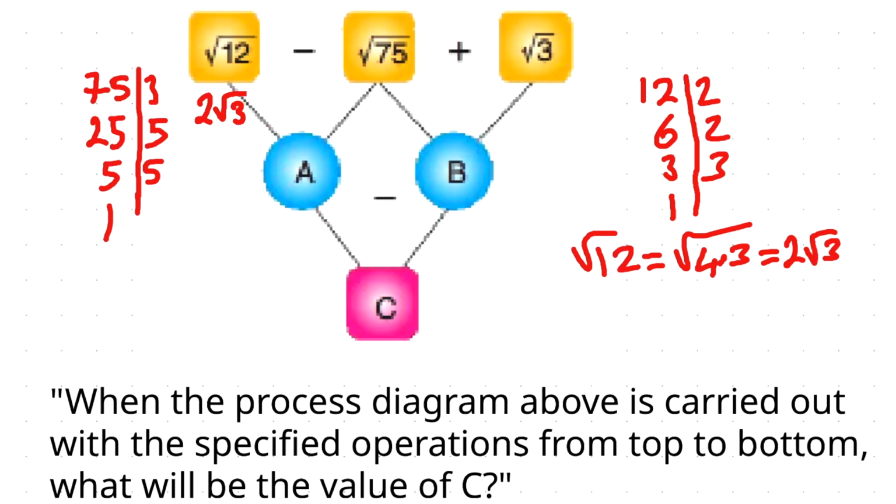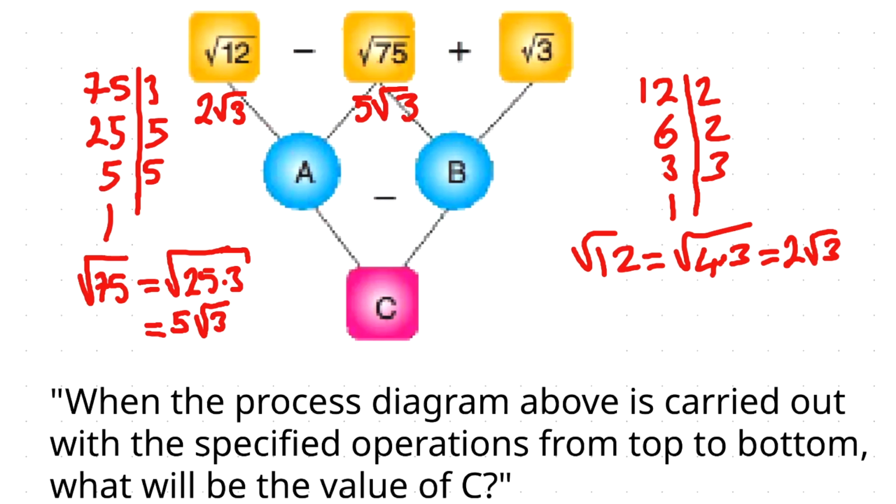So for the square root of 75, the factors are, as we found here, 5 times 5 times 3, which is 25 times 3. Or you can write 5 to the power of 2 times 3. Then you take one of the 5s out. Square root of 25 comes out of the square root as 5, giving 5 root 3. So instead of square root of 75, we can write 5 root 3. The last one is already given as root 3. So they're all like terms right now.